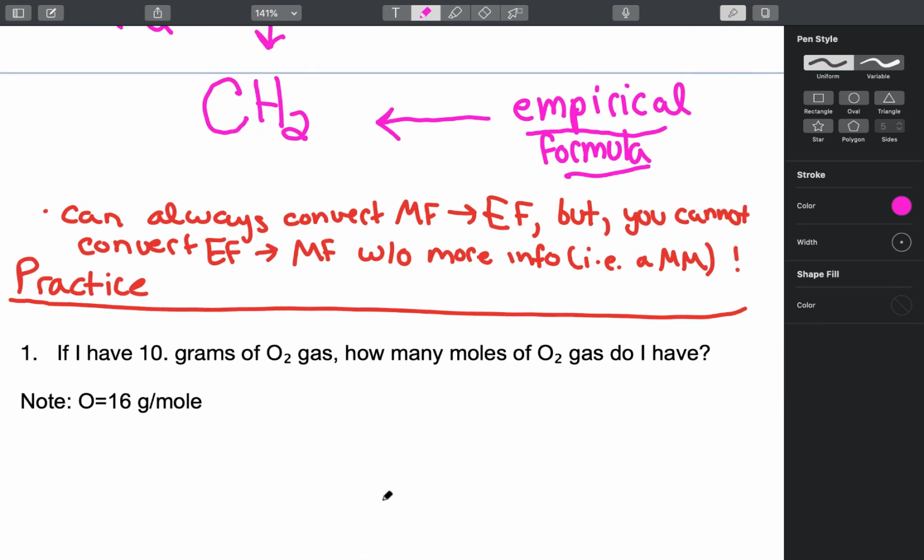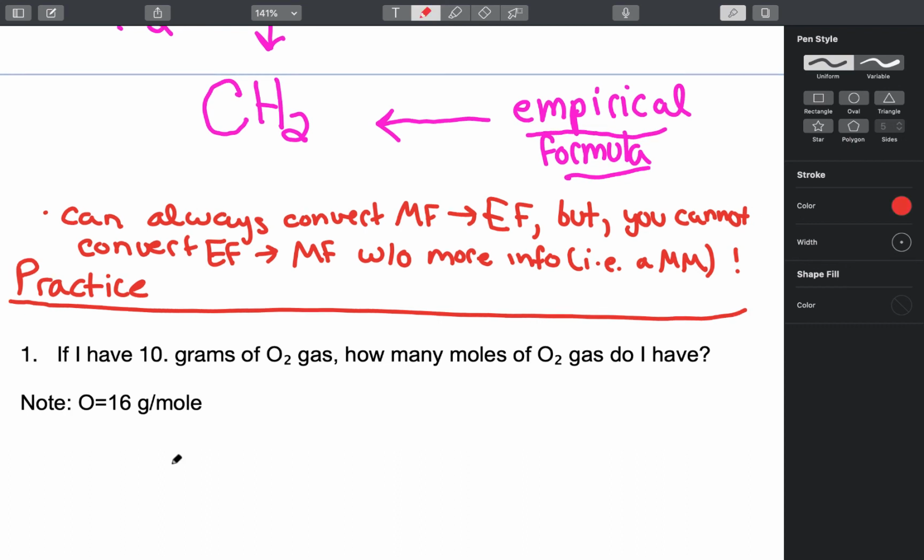So I encourage you to pause the video and try this for yourself. So let's go through this together. We start off with 10 grams. Let's first figure out what the molar mass is of O2.